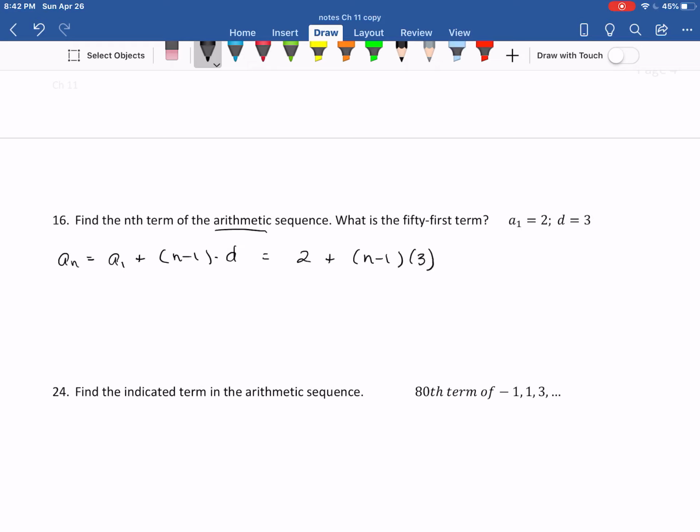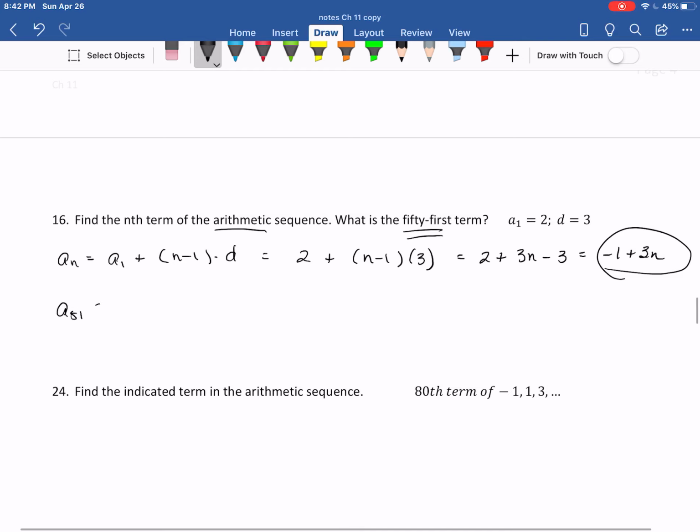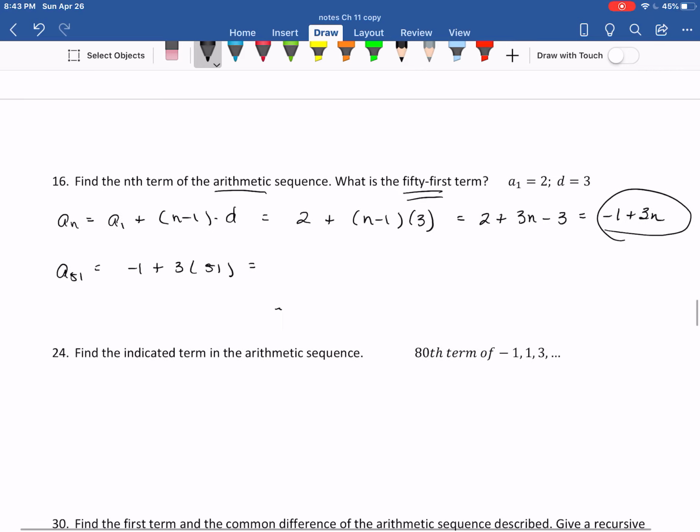All right, so I'm just going to write out the general formula, which is what? 2 plus 3n minus 3, or how about negative 1 plus 3 times n. Now that's a formula for the nth term. Okay, that is for the nth term. I want to know what the 51st term is going to be. Therefore, a51 is going to be negative 1 plus 3 times 51, which is negative 1 plus 153. How about 152?